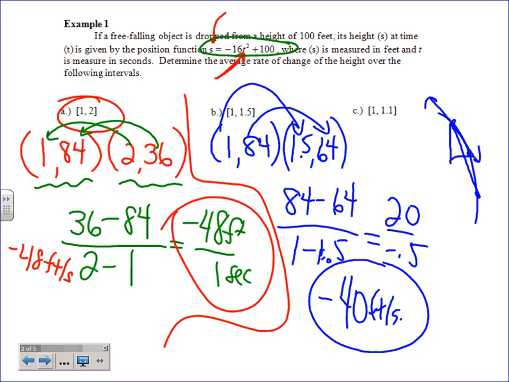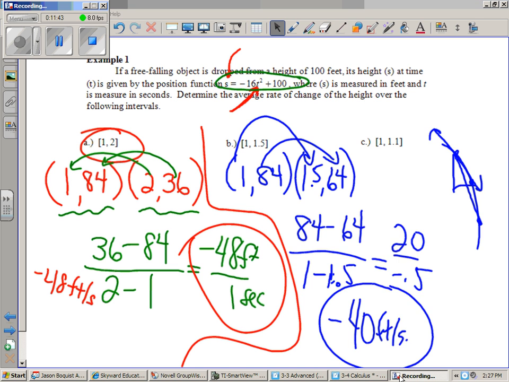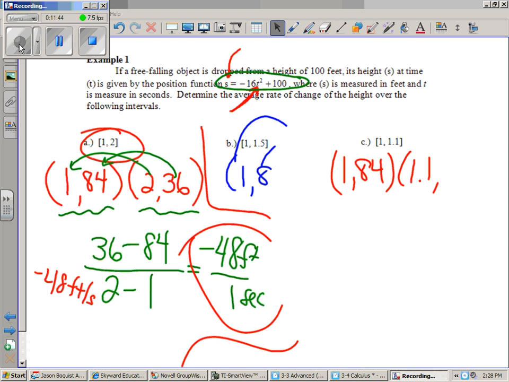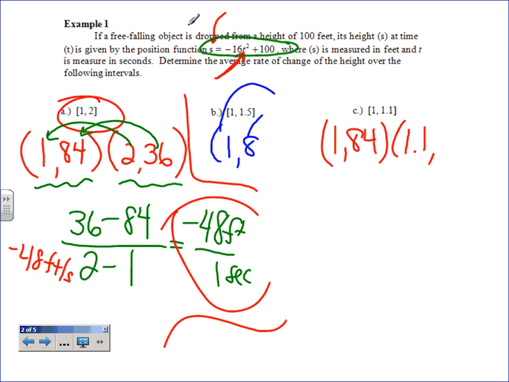So what do you think from 1 to 1.1? More negative, less negative? What do you think? Just looking at the graph, less negative. Why don't you go ahead and do C right now on your own? Well, let's see how good you did. 1.1 comma what? This wasn't as nice of a number. Yeah, 80.64, so not as nice. And so then you do your slope, and you come out with about negative 33.6 feet per second. Okay? At least that's what I got.